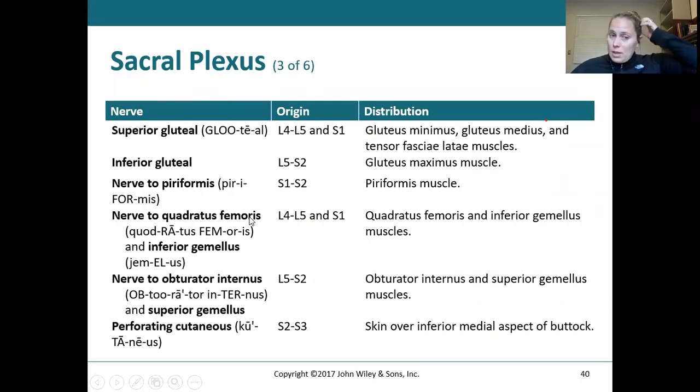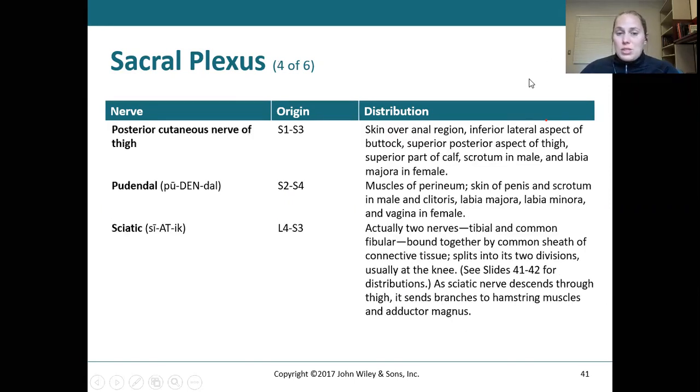Okay, so the sacral plexus, we talked about the superior gluteal, the inferior gluteal, the nerve to the piriformis, nerve to the quadratus femoris, and the nerve to the obturator internus, as well as the perforating cutaneous. Again, this origin goes from L4 all the way down to S3, hitting most of the muscles and regions of the lower half of the body, things like your gluteus, your piriformis, your quadratus femoris, your obturator internus, as well as the skin over the medial aspect of the buttock. It's also hit by the posterior cutaneous nerve of the thigh, your pudendal, as well as your sciatic.